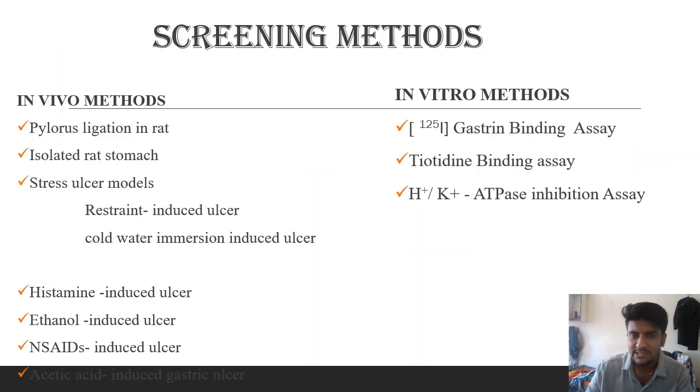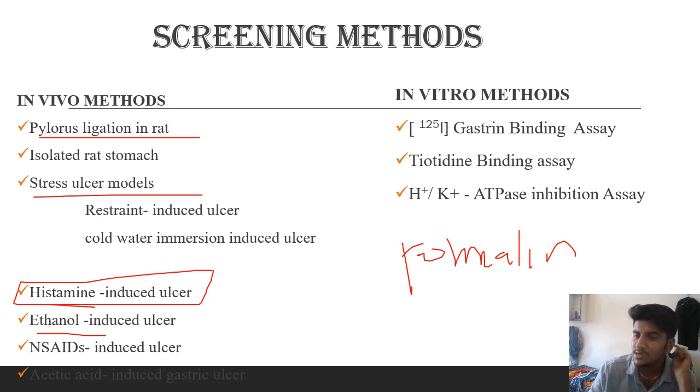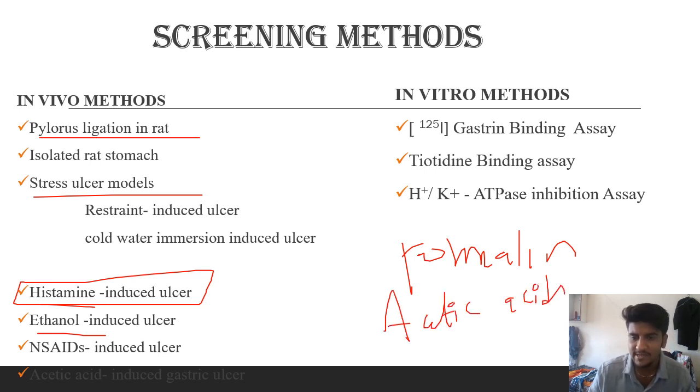I already mentioned a few of the models previously. Shay rat pylorus ligation model, stress induced, NSAIDs, formalin induced model, ethanol induced model, histamine induced, because histamine widely causes ulcers, right? That is why we have histamine antagonists. Then there is the acetic acid induced model. With NSAIDs like aspirin, an anti-ulcer drug or some antacid is always prescribed because NSAIDs have a very high capability to cause ulcers.